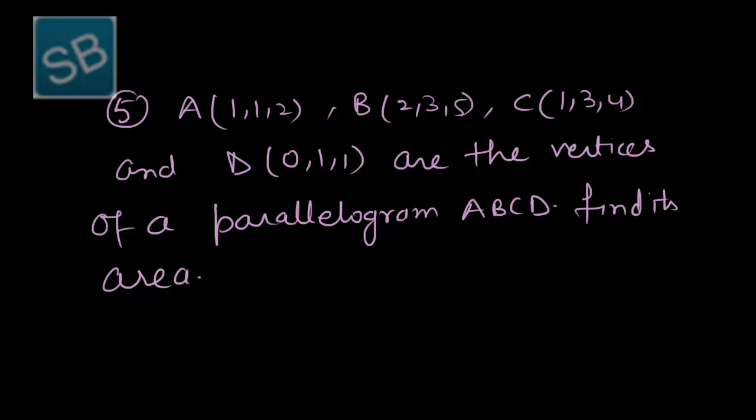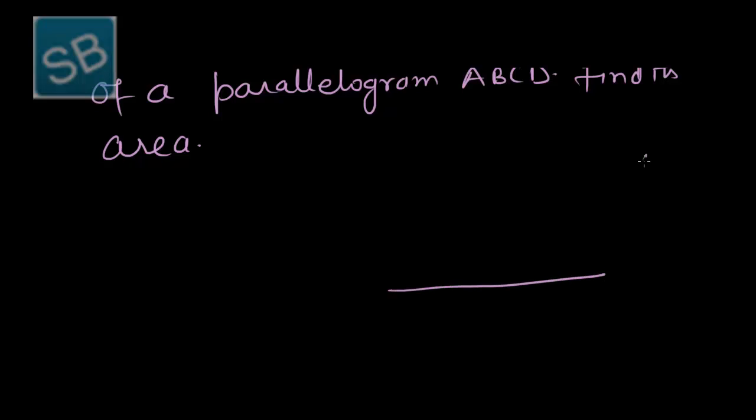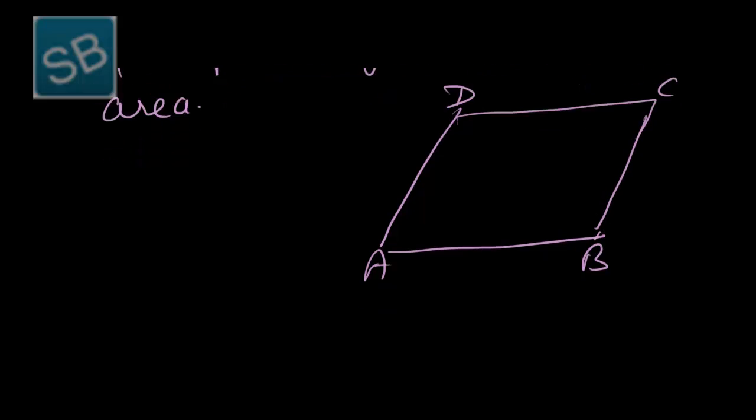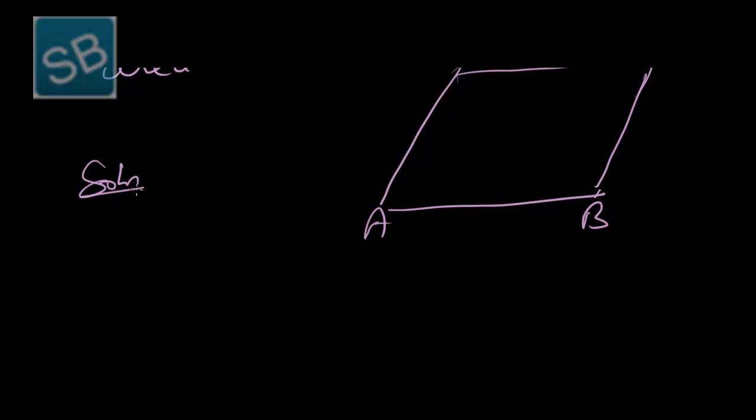As we have the vertices of a parallelogram, that is A, B, C, D. We have four vertices of a parallelogram. So we have to find the sides AB and BC of a parallelogram to get its area. So we will get the position vector of AB. A is (1, 1, 2) and B is (2, 3, 5).